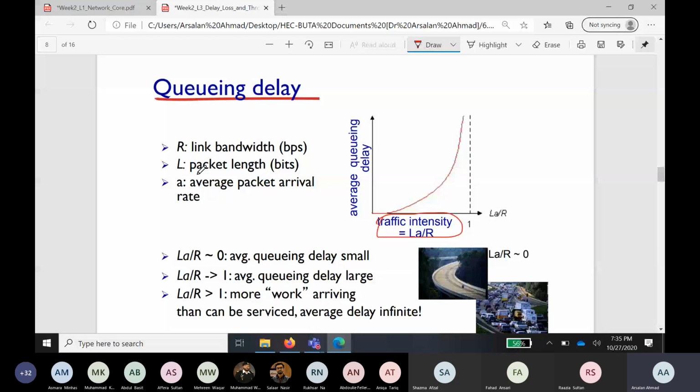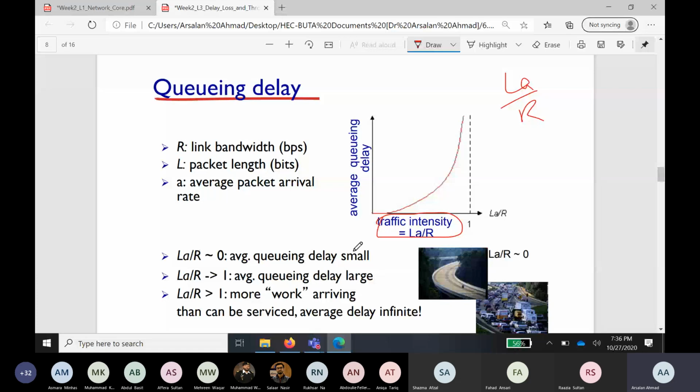Okay, how we can do this. If you notice, it is a unitless quantity, because LA, which is at the numerator, where L is the length of the packet and A is the average packet arrival rate, which is usually in packets per second. If the length of the packet is in bits, multiplied by packets per second, it's like bits per second, and divided by R. R is already in bits per second, so it's a unitless quantity. There is no unit of LA by R.